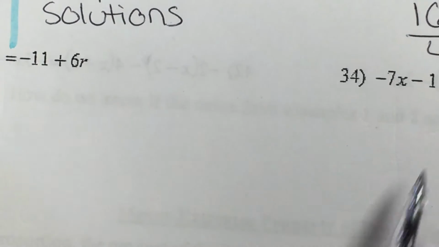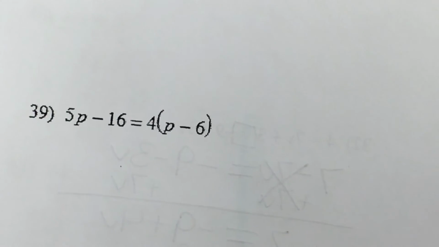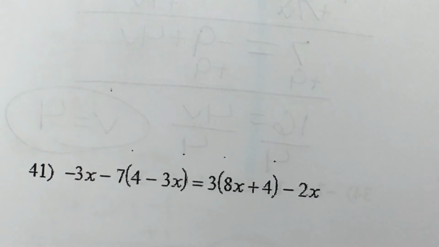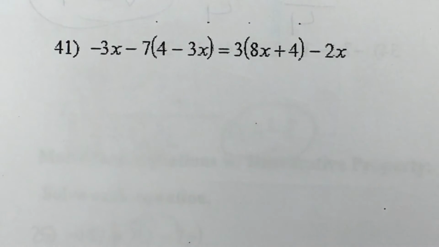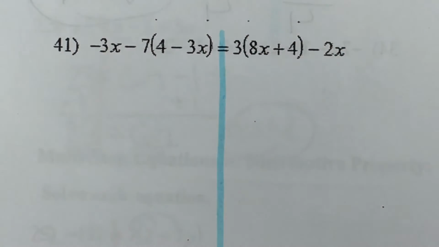I want you to try the next 4, 33, 34, 35, and 36. Give them a try. And let's go flip over to the back and look at maybe one or two that has some distribution. I'm going to do 41. Let's do a real messy one. I left you lots of room to do this also.